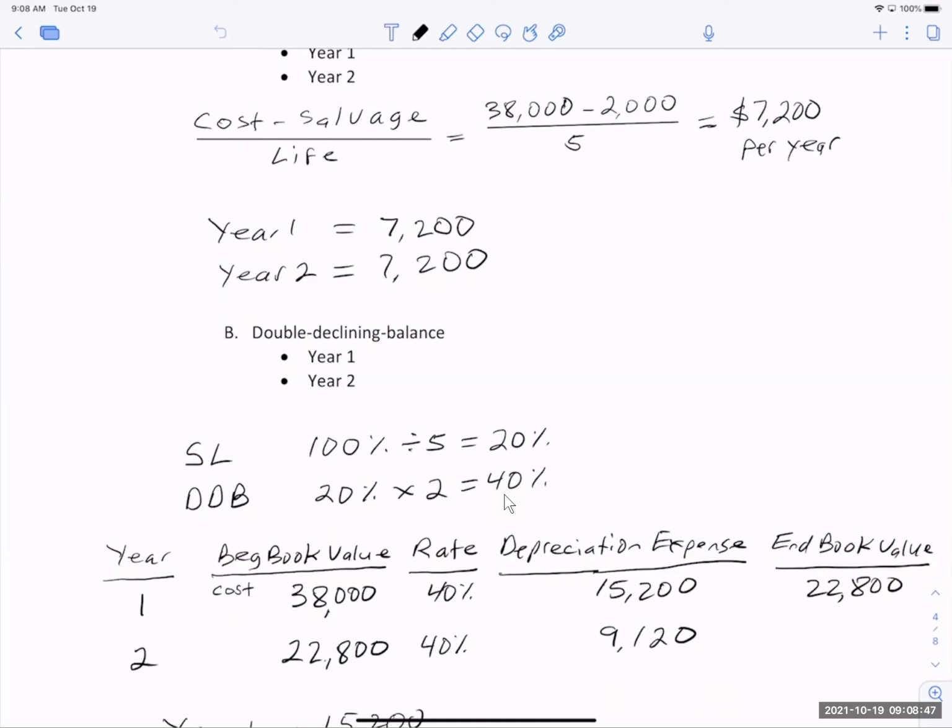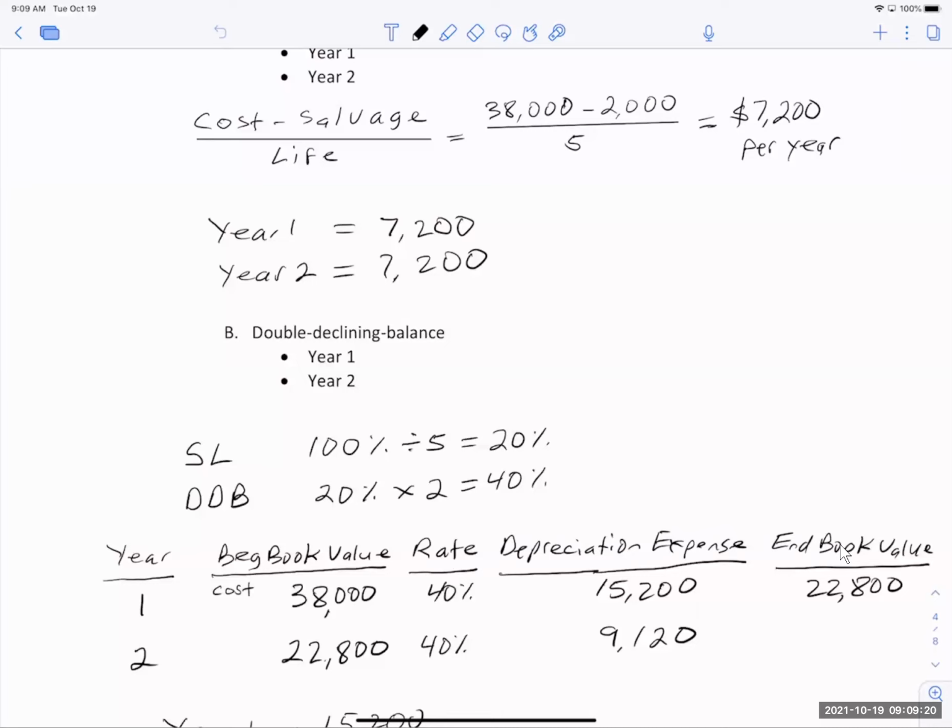Now, the next thing that you need to do is just create a table. Now my table is a little bit simpler than the book, and I think you're going to have to do it the book way, which just gives you more information, but it's the same principle. But this is how I set it up, and you can take a look at it. You put in the year, the beginning book value, the rate, depreciation expense, and then the ending book value.